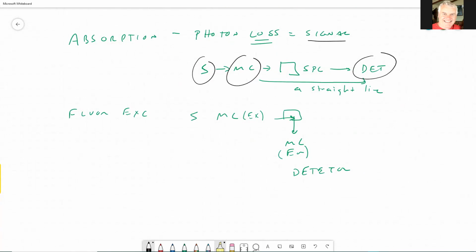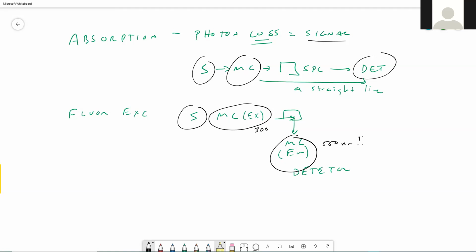In the excitation experiment, the source here creates light. The excitation monochromator sorts it. Then the emission monochromator sorts it again, right? Because this could be 300, and this could be 550 nanometers. There are two different wavelengths, right? So you need two monochromators. Okay. Got it. Cool.